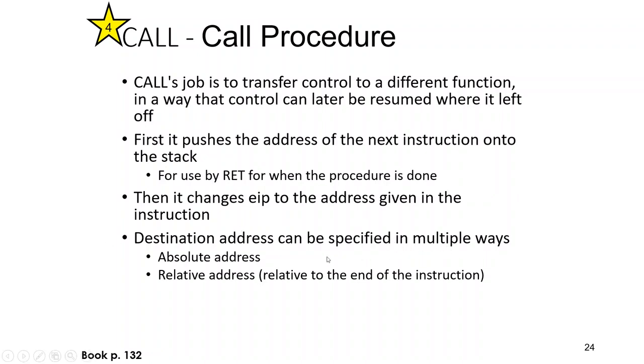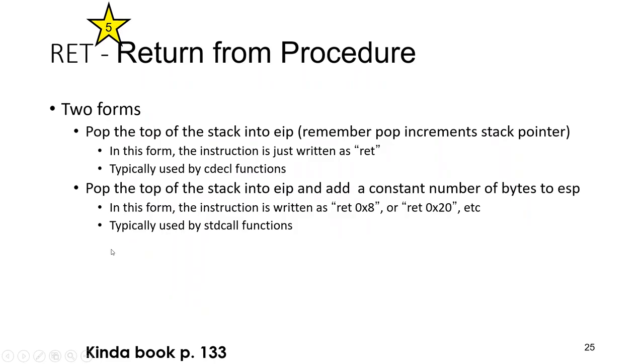Destination can be specified in multiple ways: absolute address or relative address. Absolute address means a normal virtual memory address, and relative address is a relative virtual address. It starts from the image base. The program is loaded at 0x400000 or something, and then you can calculate the relative virtual address. Okay, we will see all that stuff.